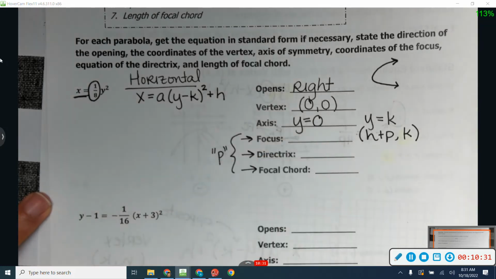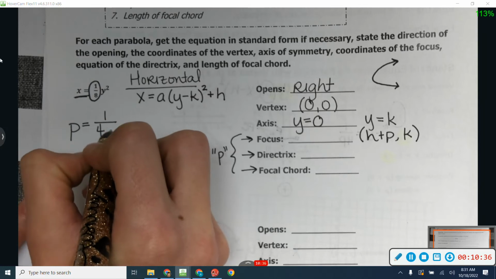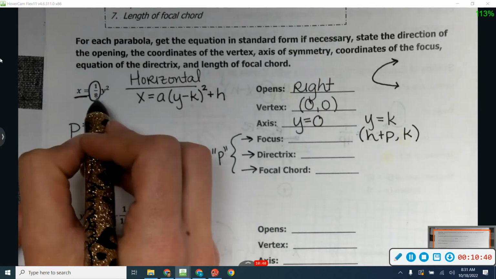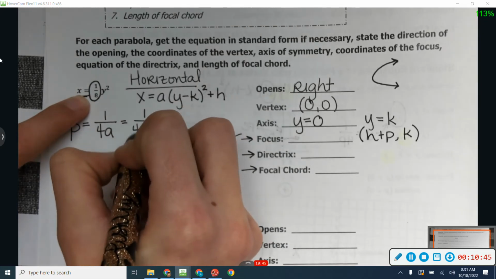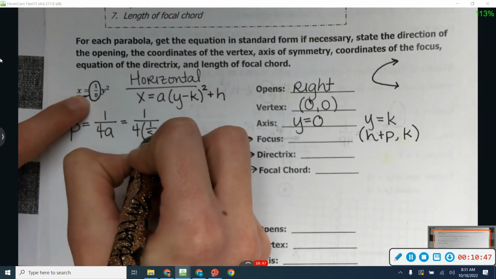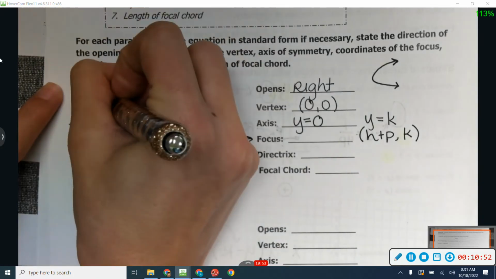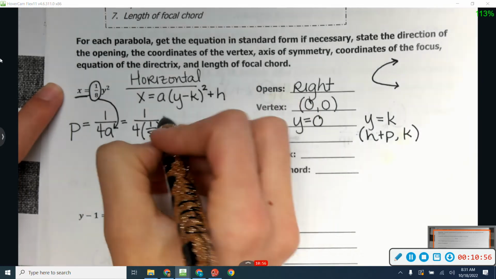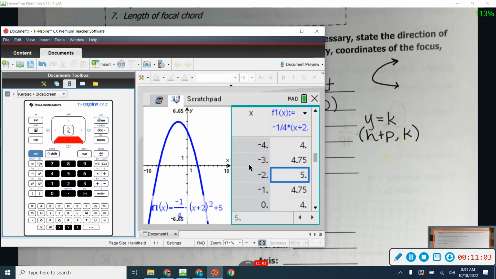So in order to solve for the p value, your p is equal to 1 over 4a. Okay? My a is what's in front of this y squared. So it's 1 over 4 times 1 over 8. Whatever that number is, that's what you're going to plug in for your a. Now, in your calculator, you can just type that. You don't have to do the mental math. You can let your calculator do it for you.